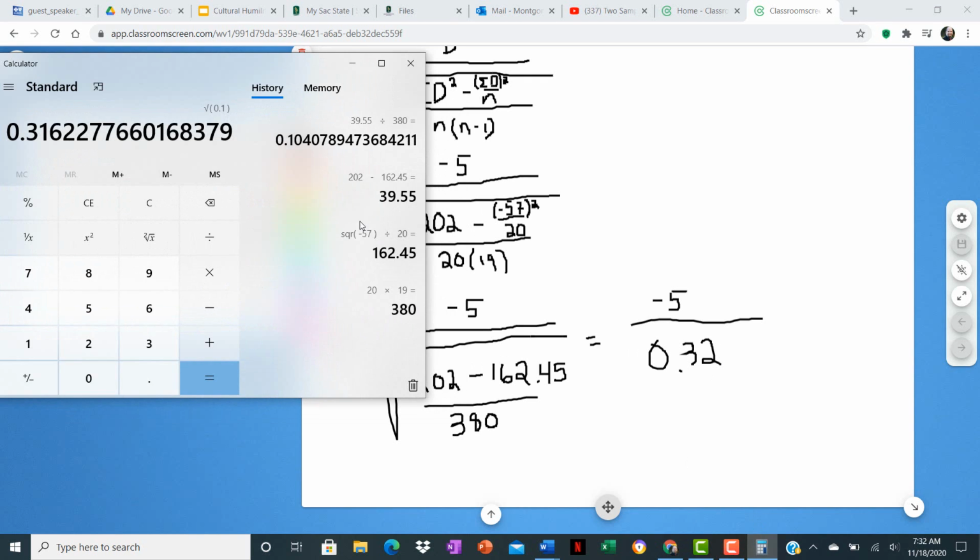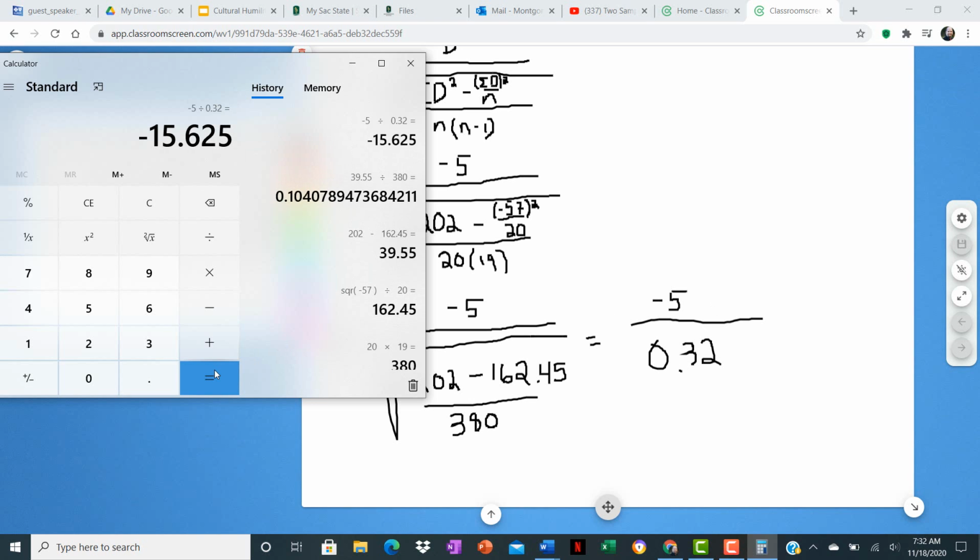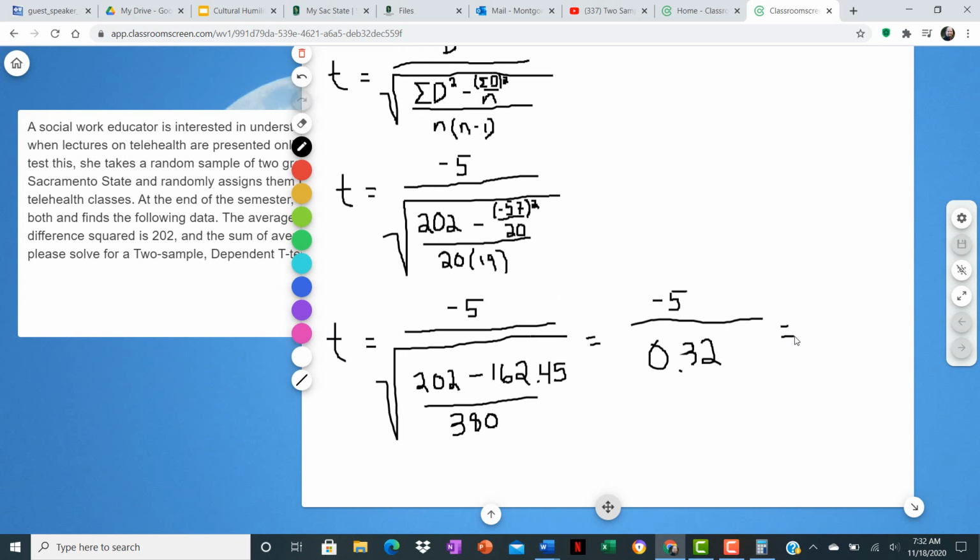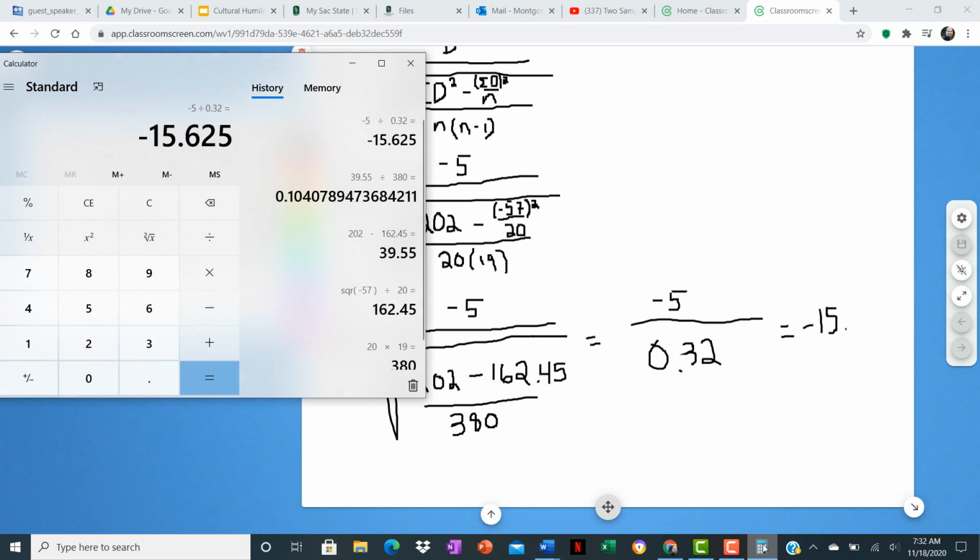I think we can see what we're doing here, because we'll just go to the negative 5 divided by 0.32, and this is going to be a bigger number because if you split 5 that many ways, there you go. It's going to be negative 15, I think I saw it. Is it 62? Oh, yep, 63, because we're rounding.